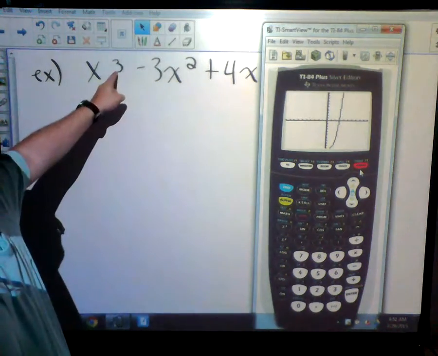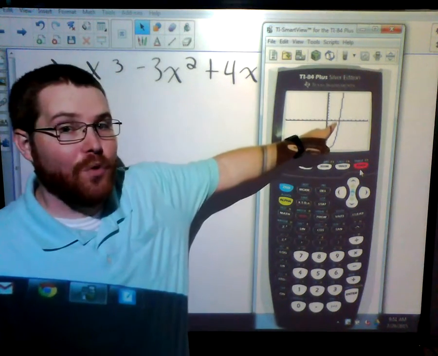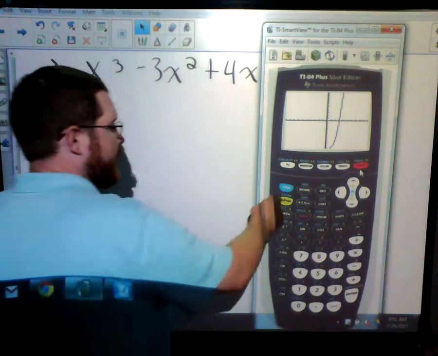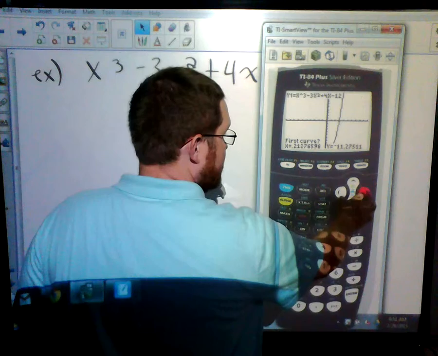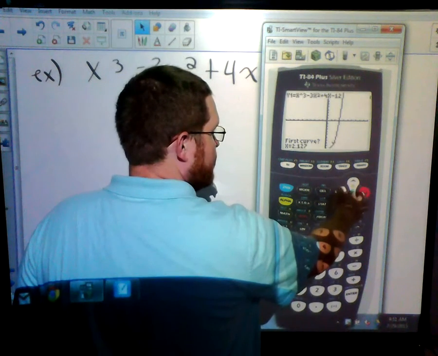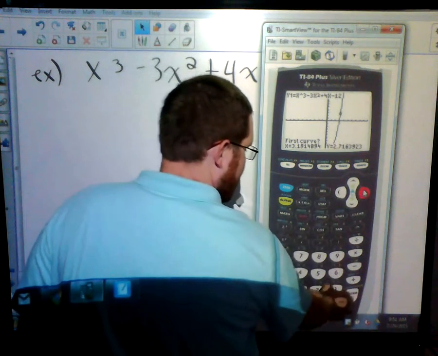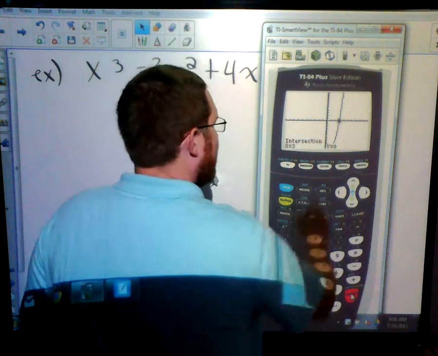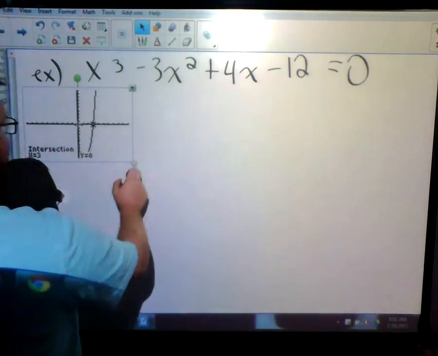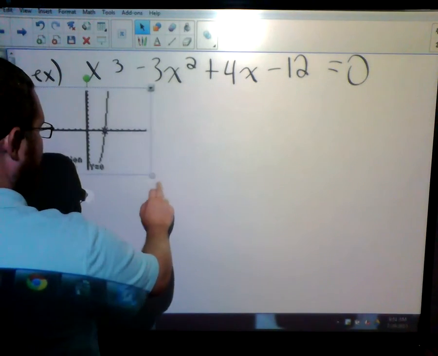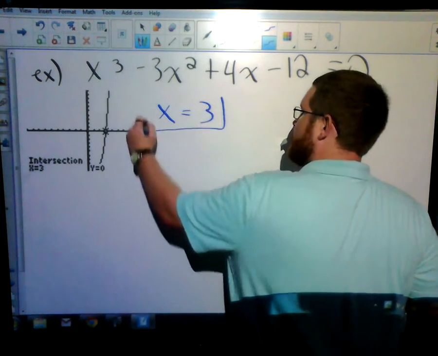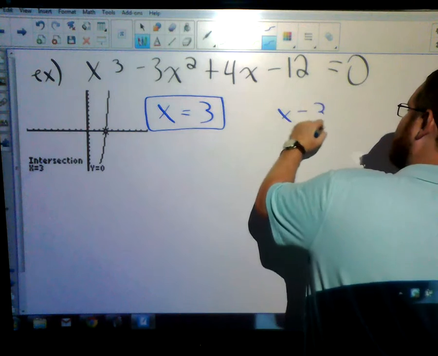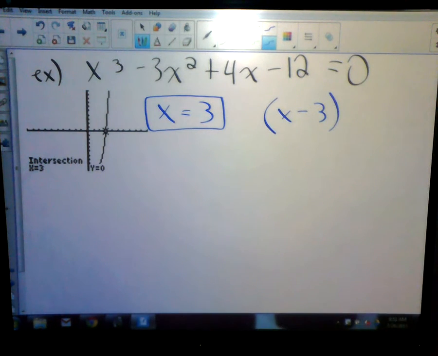I need 3 answers, but I only have 1. Figure out what that answer is. Second trace, 5. Get over close to it. Hit enter 3 times. And this tells me that one of the answers is 3. So I have x equals 3 is one answer, which means that x minus 3 is a factor.